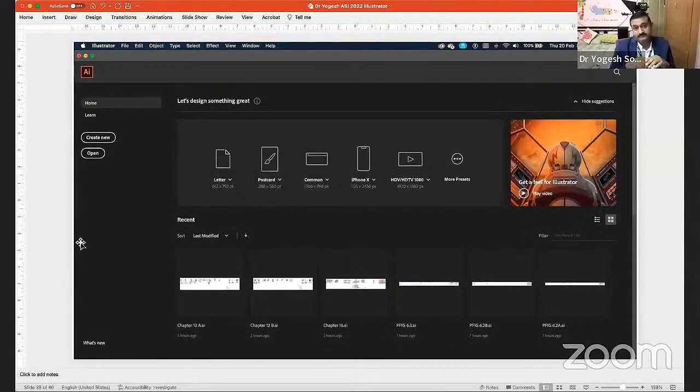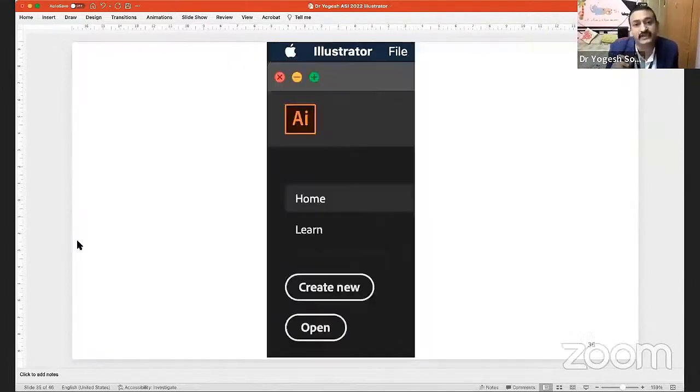So this is the software Adobe Illustrator which I am using. This is the software window, which can be seen after opening the software. And here we can click to create a new file in Adobe Illustrator.